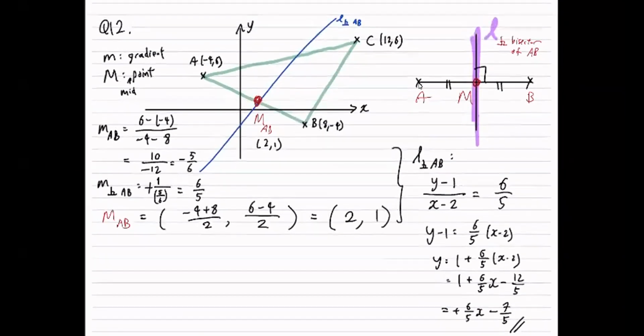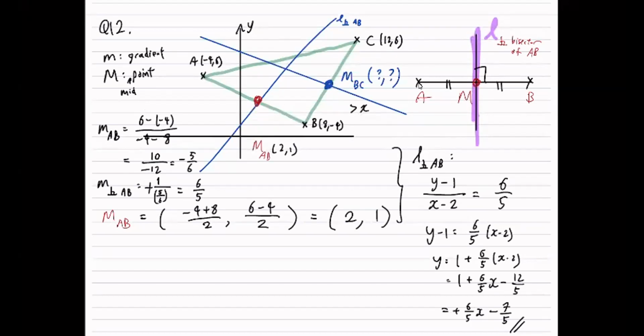What's the next one? Still under part 1, the perpendicular bisector of BC. So this guy, not so accurate. Maybe somewhere here. Then we'll label this as M BC. Sorry, it should be subscript. M, capital B, capital C, open bracket, question mark, comma, question mark. We're going to fill in the blank. Here the (2, 1) should be beside the M AB. Oh no.